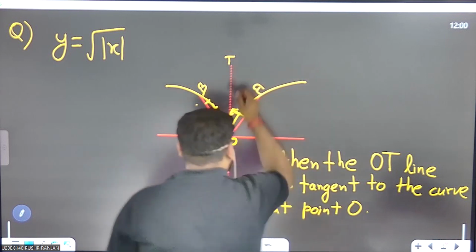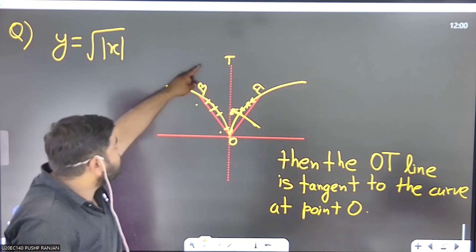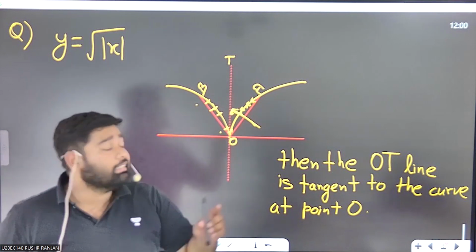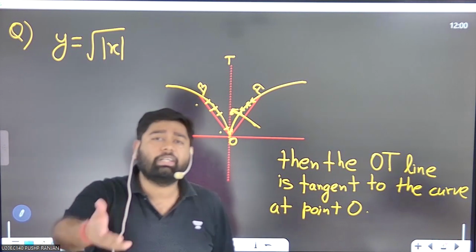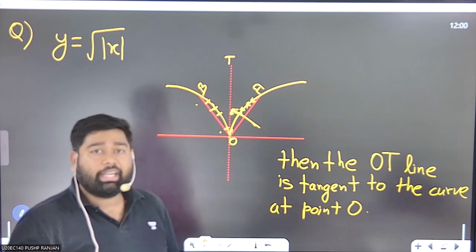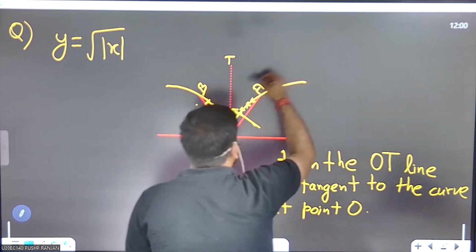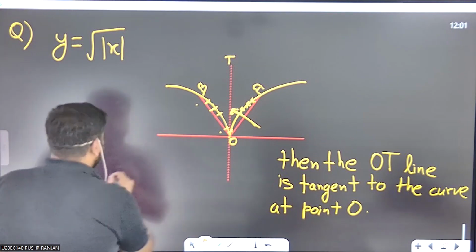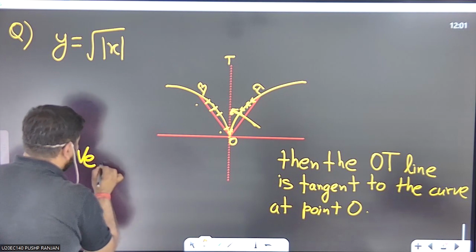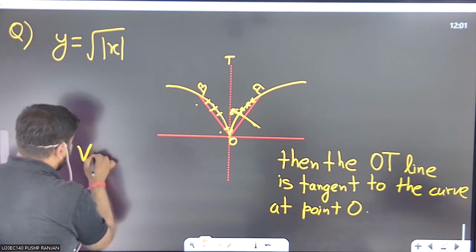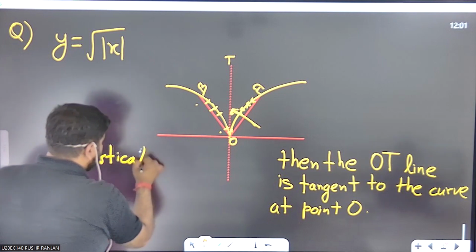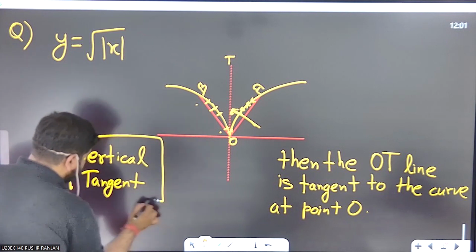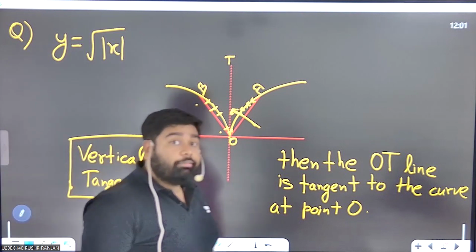And this type of tangent, as you can see, is a vertical line. This is the vertical line, this is the horizontal line. Then as this line is vertical, what do we call this? A vertical tangent. Because this line is vertical to the curve, we can say this is the vertical tangent. So we call it a vertical tangent.